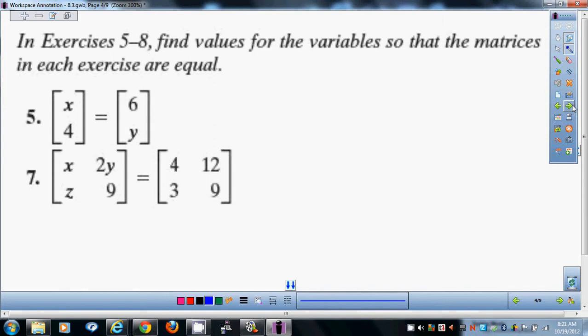Yeah, and that one was kind of simple. What about number 7? What does Y have to equal? What does X have to equal? 4. What does Z have to equal? We'll jump to the easy one. What does Y have to equal? Okay.